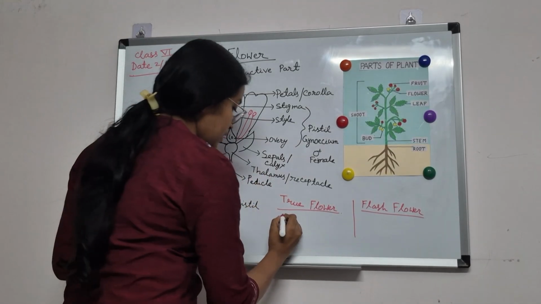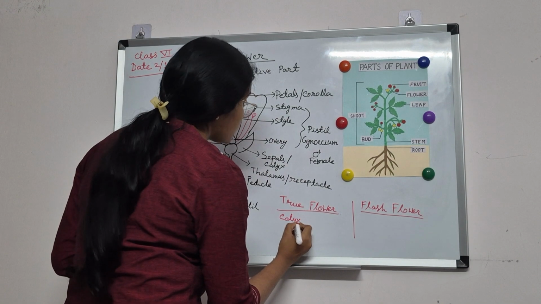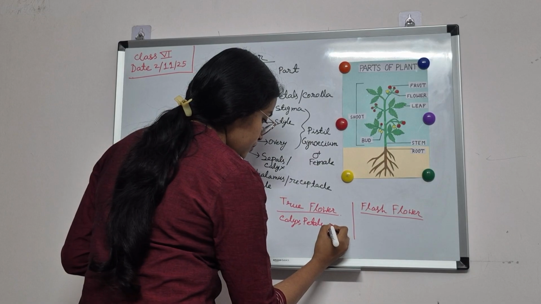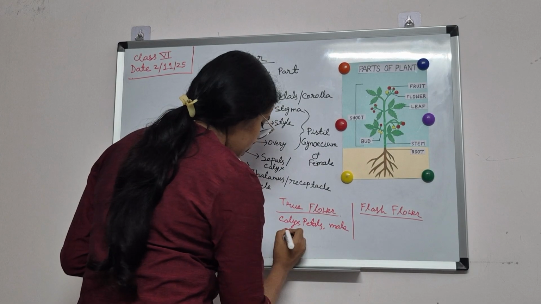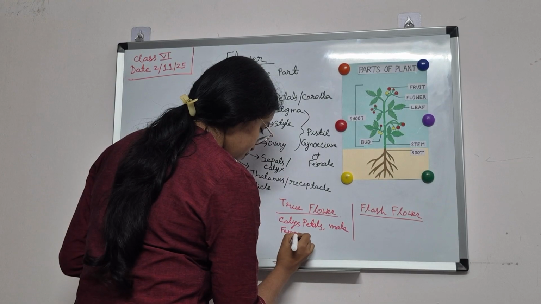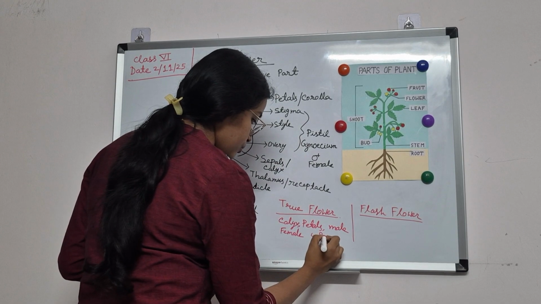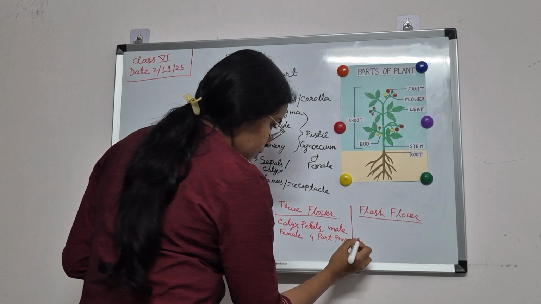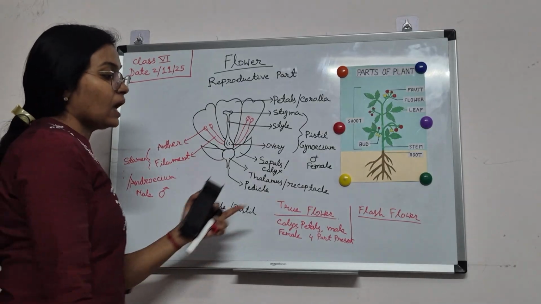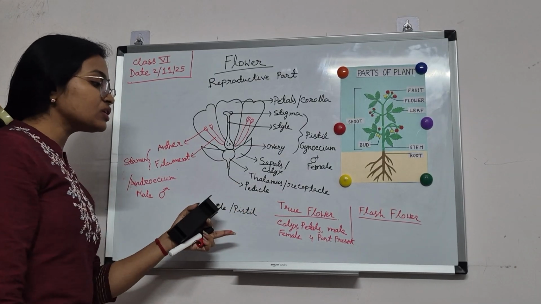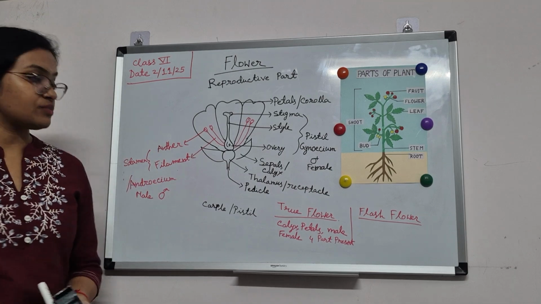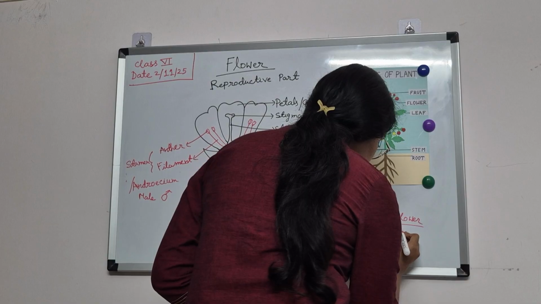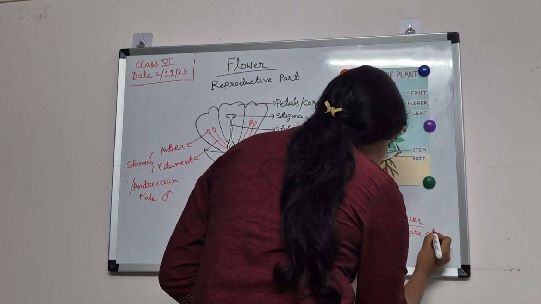The calyx, petals, male and female, all 4 parts are present. And in a false flower, among these 4 parts, 1 or 2 parts are absent.